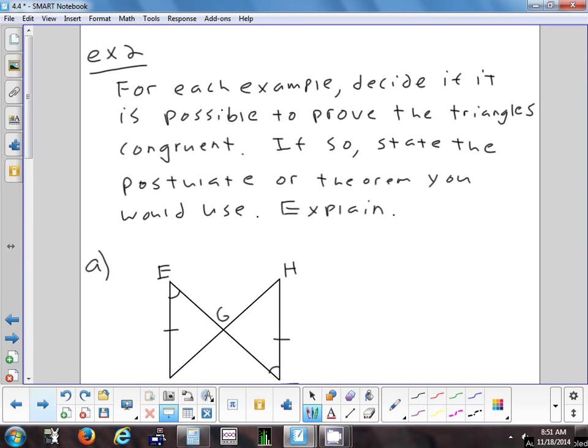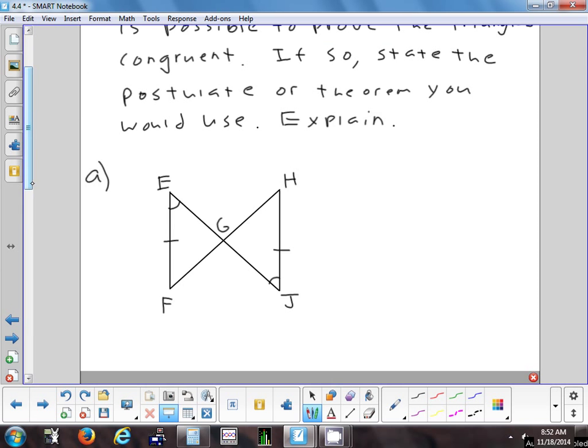All right. So in these pictures, we don't have to prove anything. I just want you to look at the picture and tell me, is it possible to prove the triangles are congruent? If it is, tell me which of the four postulates you would use. Okay, so let's take a look at A. Do you have enough information there to prove those triangles are congruent?